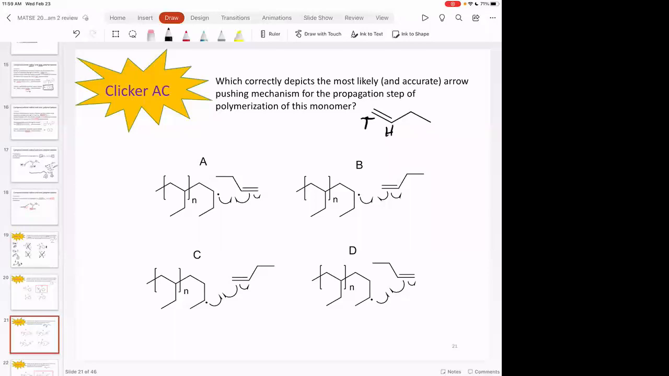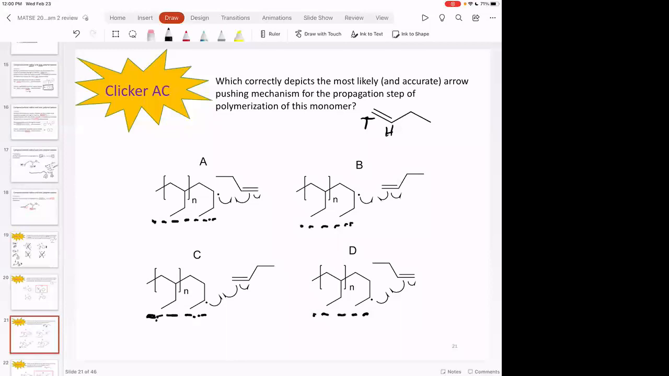Okay. And so as I propagate that, or as I arrow push that, I know that my active center is going to want to end up on the head, right? And my growing chain end is going to want to attack the tail. So I just have to figure out first which growing chain end is accurate. Notice that these two sets of growing chain ends are different, and which addition to the monomer is accurate. Am I adding to the tail or am I adding to the head?